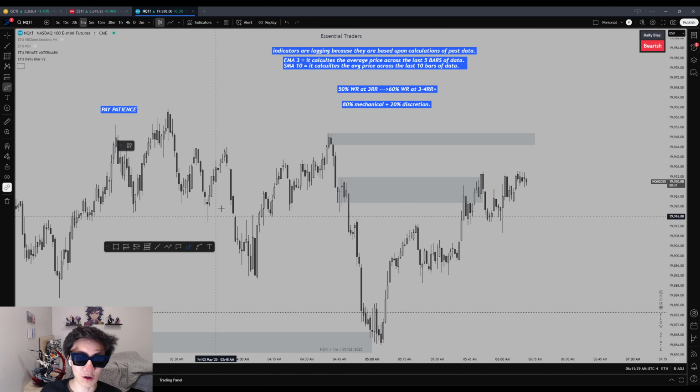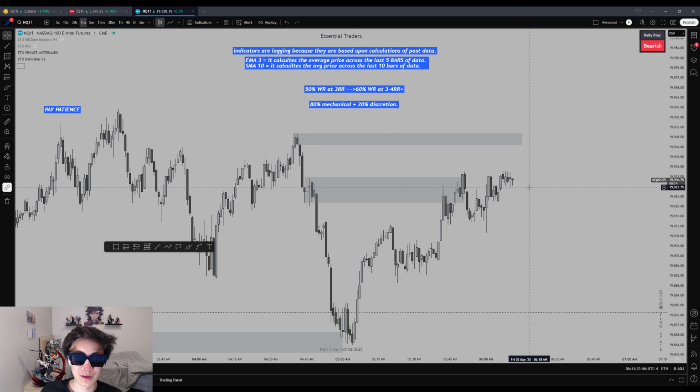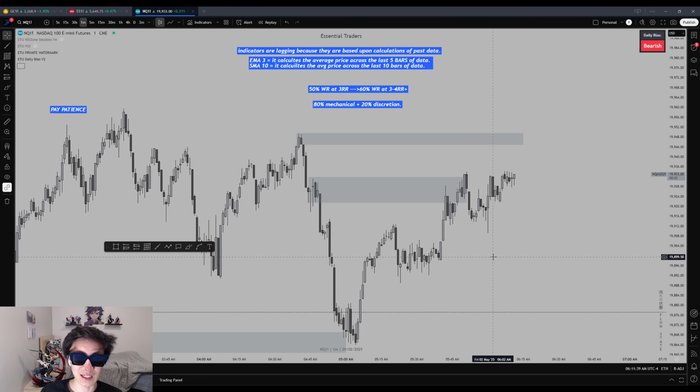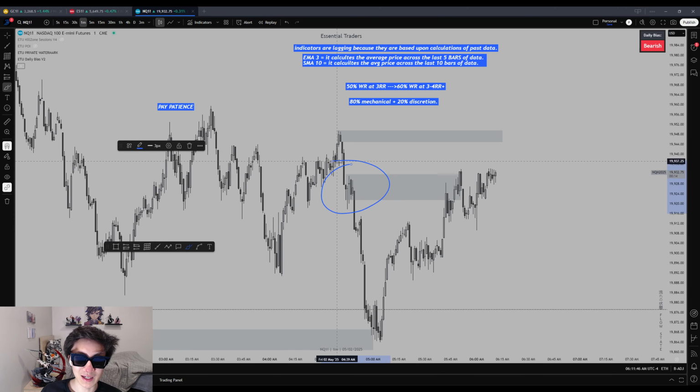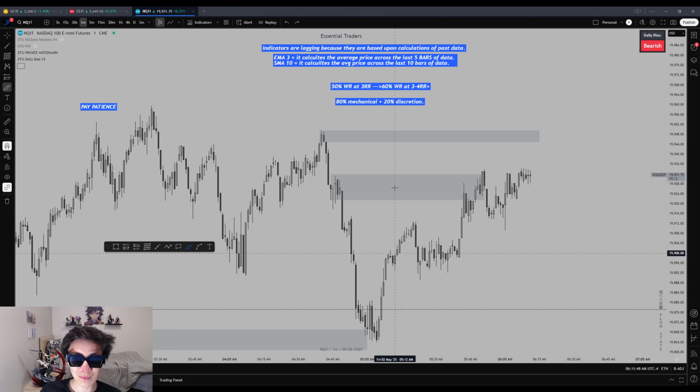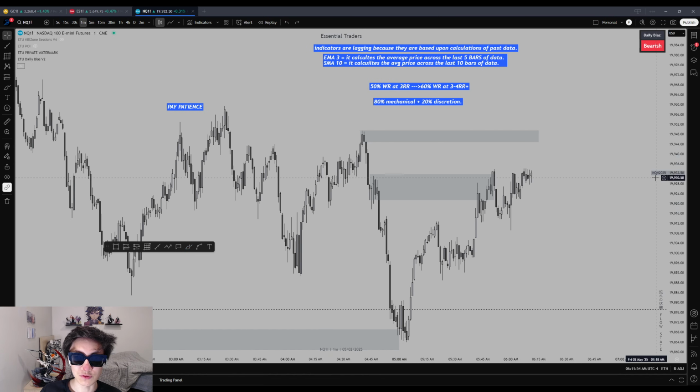Indicators are basically all lagging. What this means is they are based upon calculations of past historical data. And what if I told you today that price action is also lagging? Looking at candle to candle, price action is also lagging. Me marking out this POI is also considered lagging. Now, if indicators that are lagging don't work and price action is also considered lagging, then what truly does work?